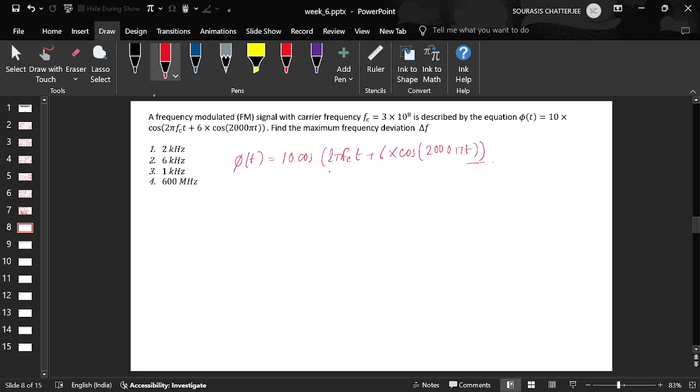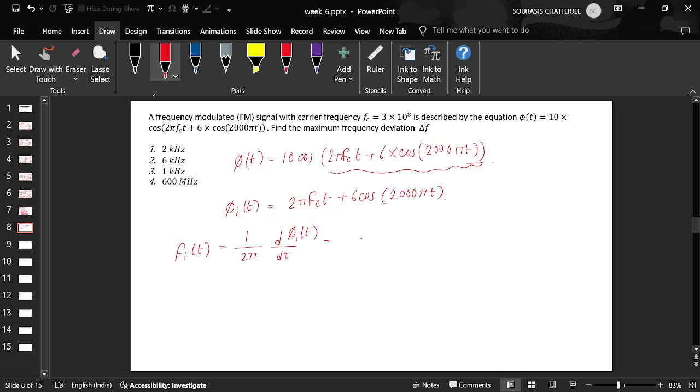For example, this is the instantaneous phase part of the frequency modulated signal, right? So this is the phi_i(t) part. We have 2 pi fct plus 6 cos 2000 pi t. Now we have to obtain the maximum frequency deviation. So that will require us to find the instantaneous frequency. So how to find instantaneous frequency from instantaneous phase? We have already seen. You have to scale it by 1 over 2 pi and differentiate the instantaneous phase.